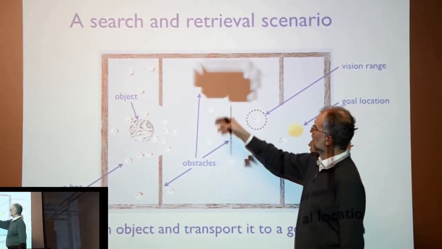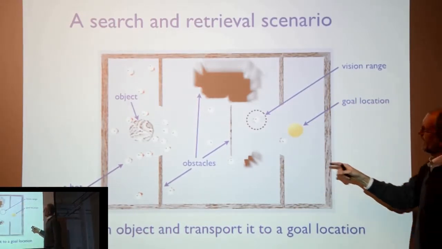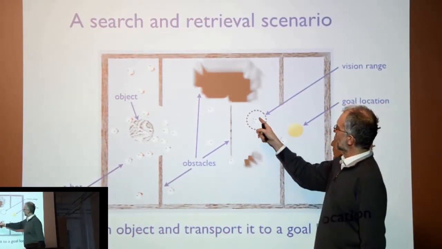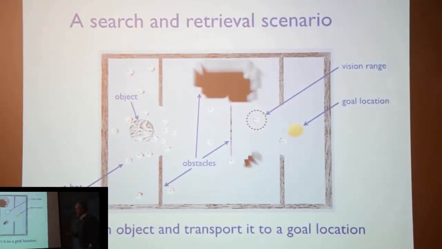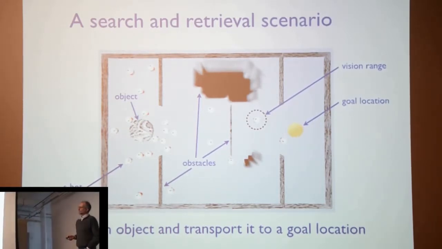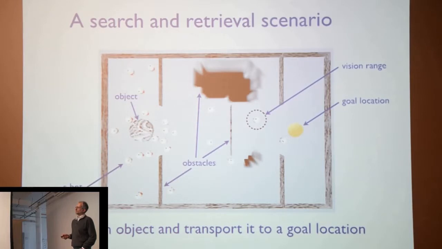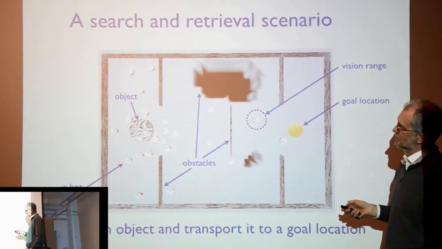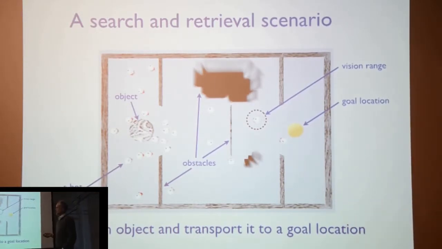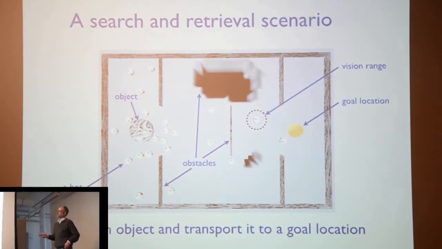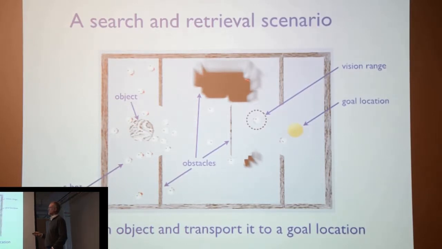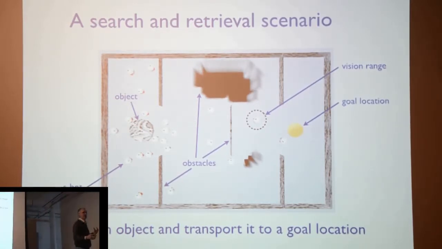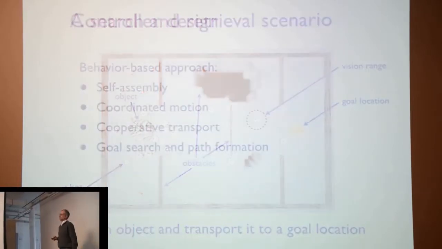There might be obstacles like walls or holes. And these are the robots. And the robots have this vision range. So the robots, as I said, have to transport this object from its start location to the goal location. And to do so, they have to cooperate not only because the object is heavy, and this requires more than one robot to transport it, but also because they have a limited vision range, so they cannot see at the same time the object to be transported and the goal location. So they have to find a way to help each other to find a path to the goal location.